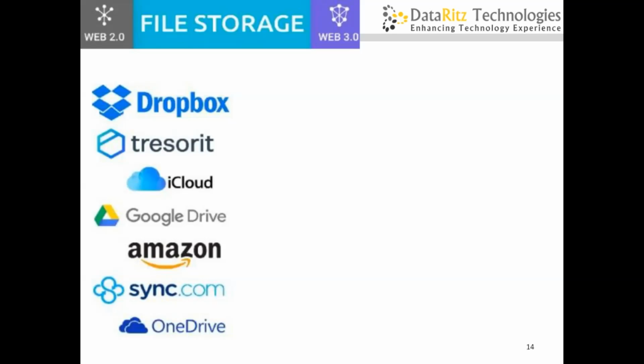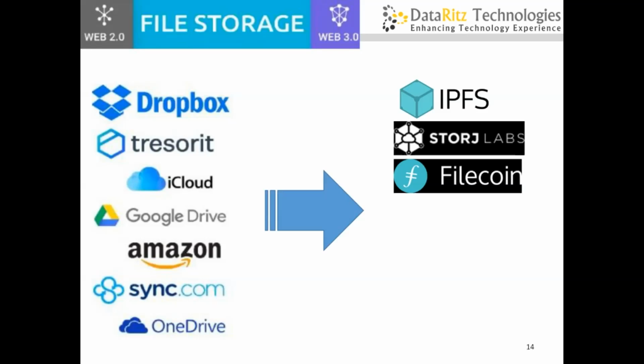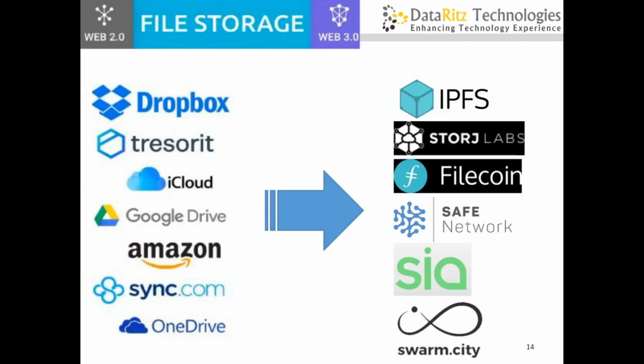But these are just on the cloud only, so we can move to something better: blockchain-based storage. You may have heard the names IPFS, Storj, Filecoin, Safe Network, Sia, Swarm.city. These are some of the networks available as part of blockchain or Web 3.0.